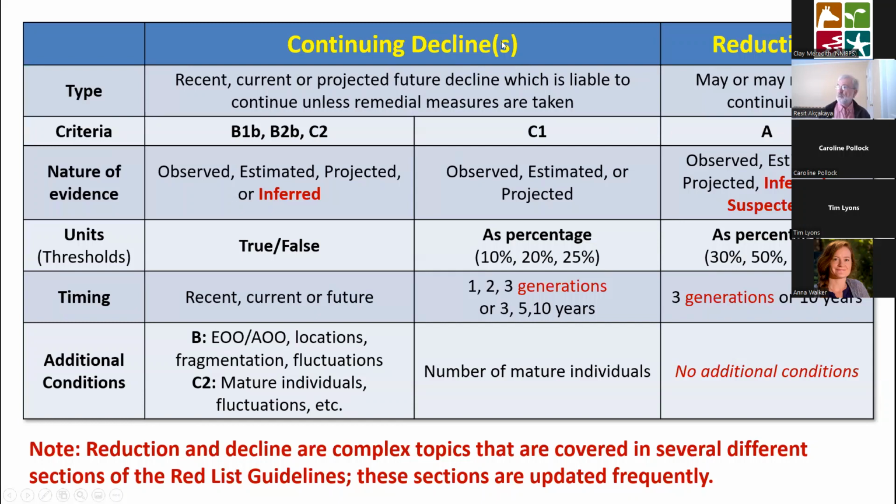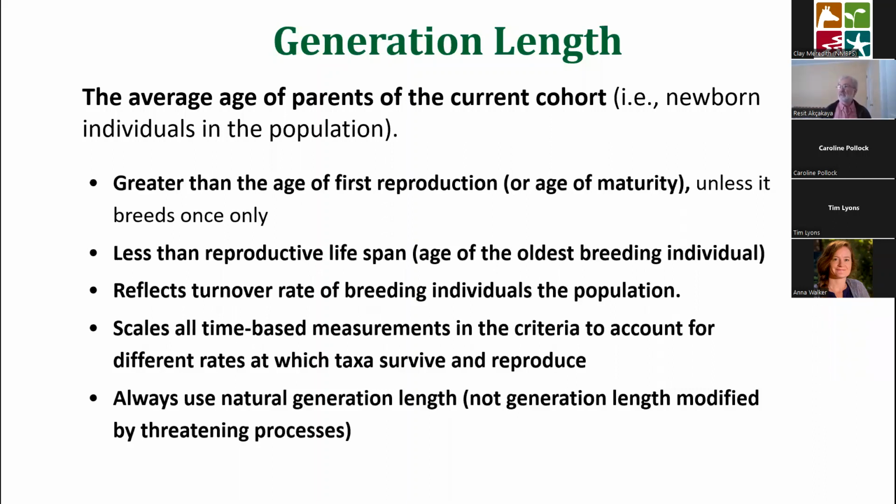Now, for both estimated continuing decline and reduction, the decline or reduction is interpreted for the particular species in the context of its generation length. Generation length measures the turnover rate of the species population, and it's important because the declines or reductions in calendar years are not meaningful in an ecological context. To make them meaningful for the species, we have to put them in the context of that species' life history. So that's why we use generation length, which is the average age of the current cohort, age of parents of the current cohort, and I'll come back to different definitions of generation length.